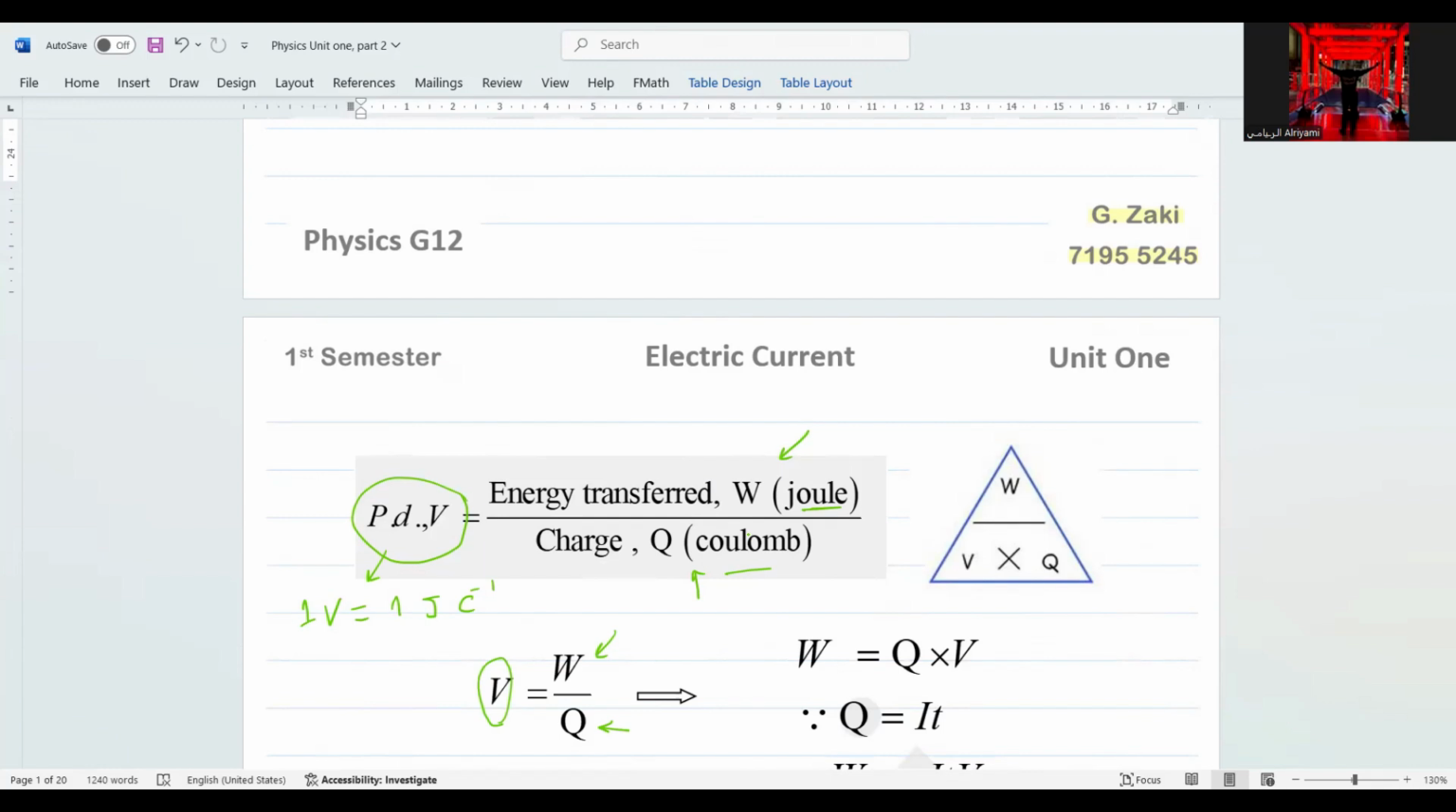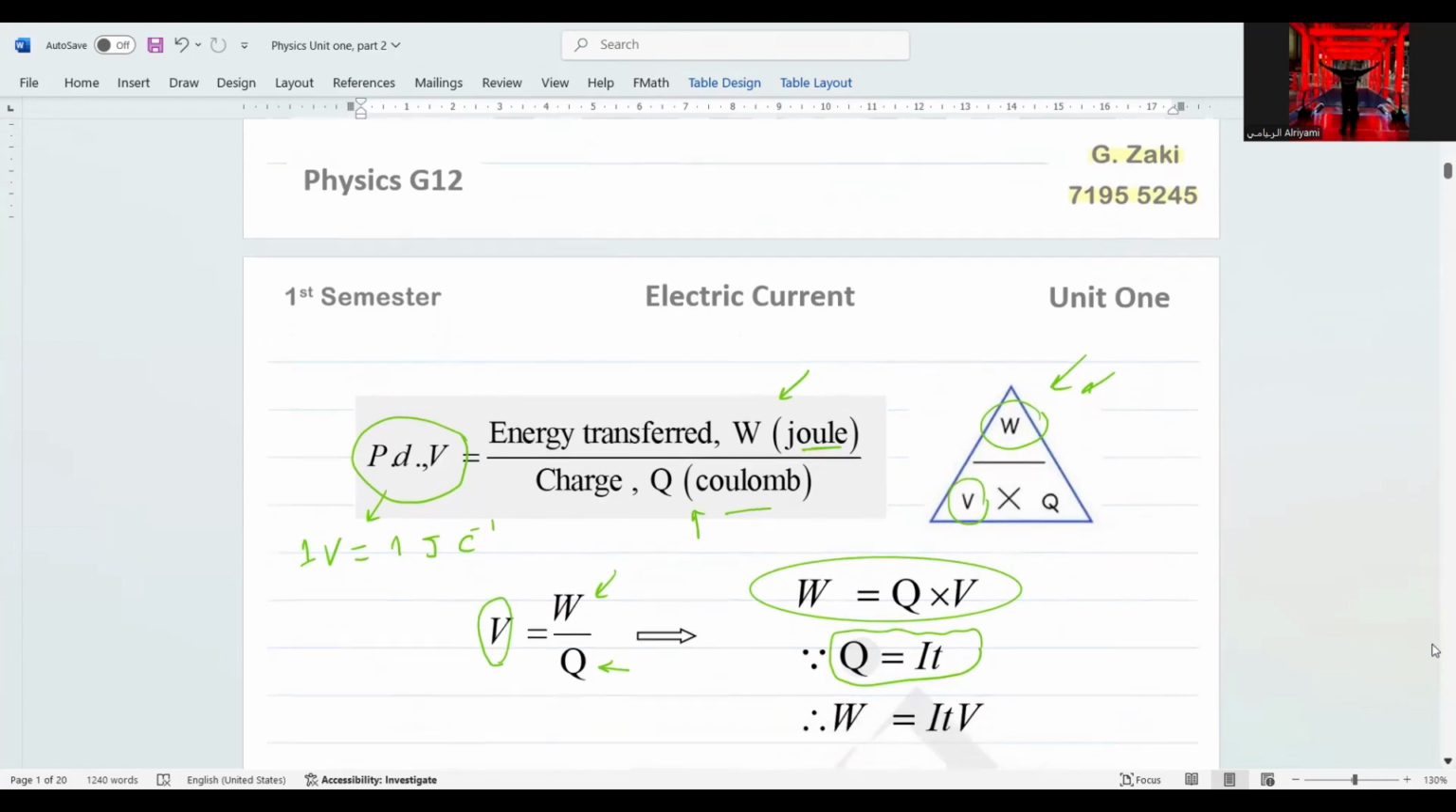We can draw this triangle. So the voltage equals the energy over the charge. The energy or the work done equals V times Q. So this is also an important formula. W equals Q times V. But we studied before Q equals I times T. Then the energy equals I times T times V.